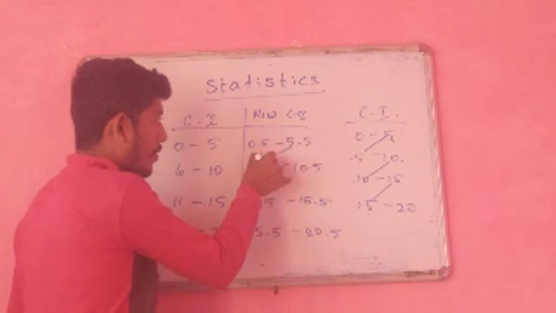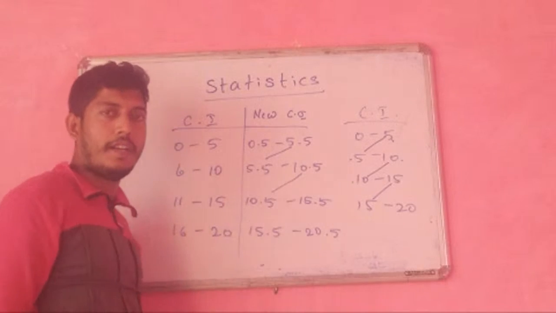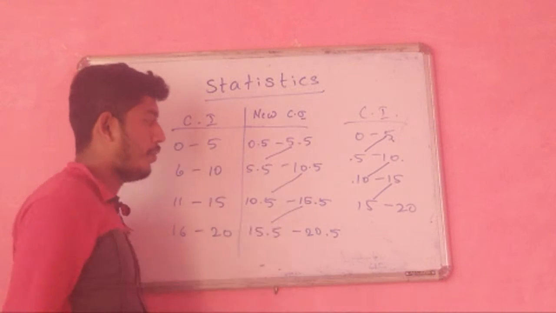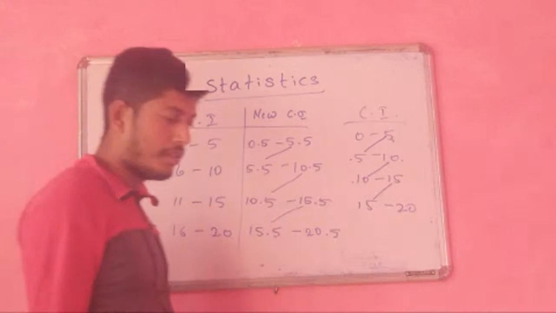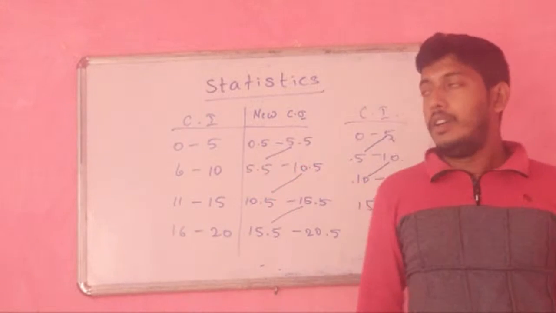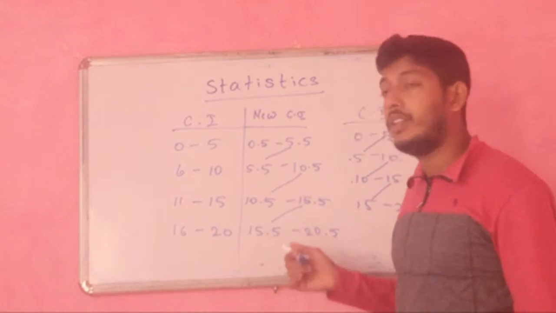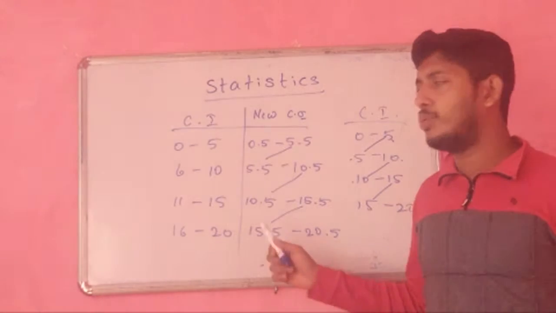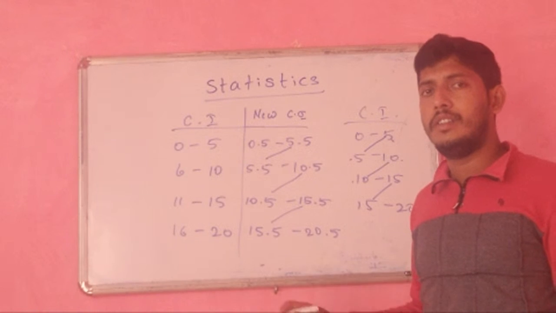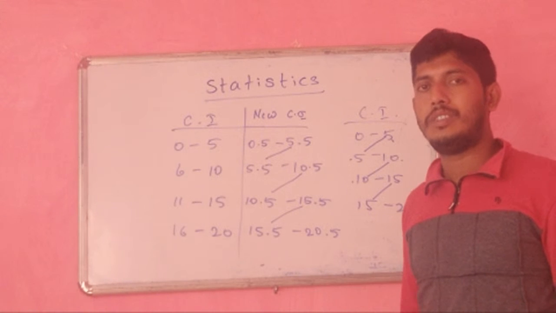See here, 5.5 to 10.5 and 10.5 to 15.5. So now the discrete class interval is converted into a continuous class interval. Okay, this is the method to convert discrete into continuous class interval.